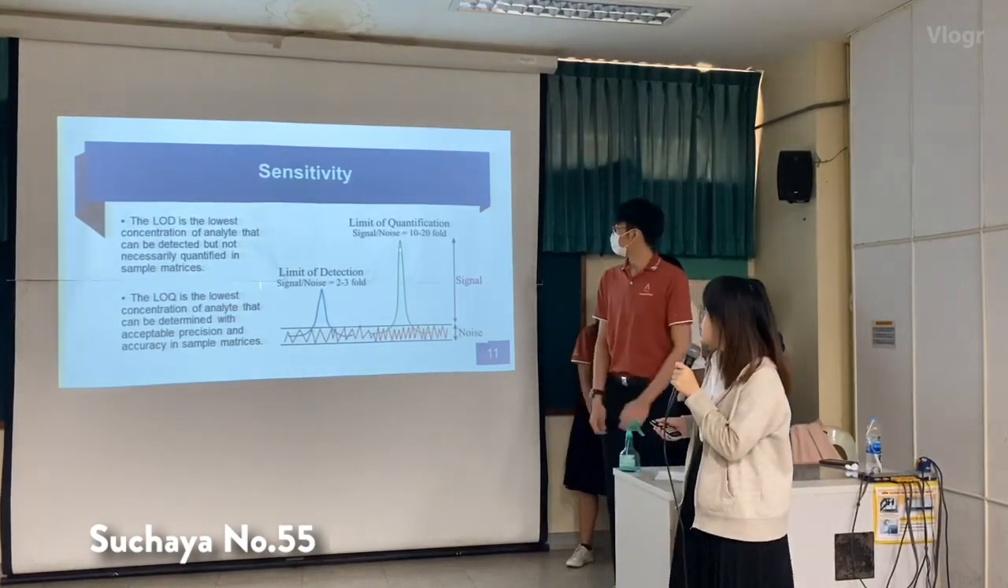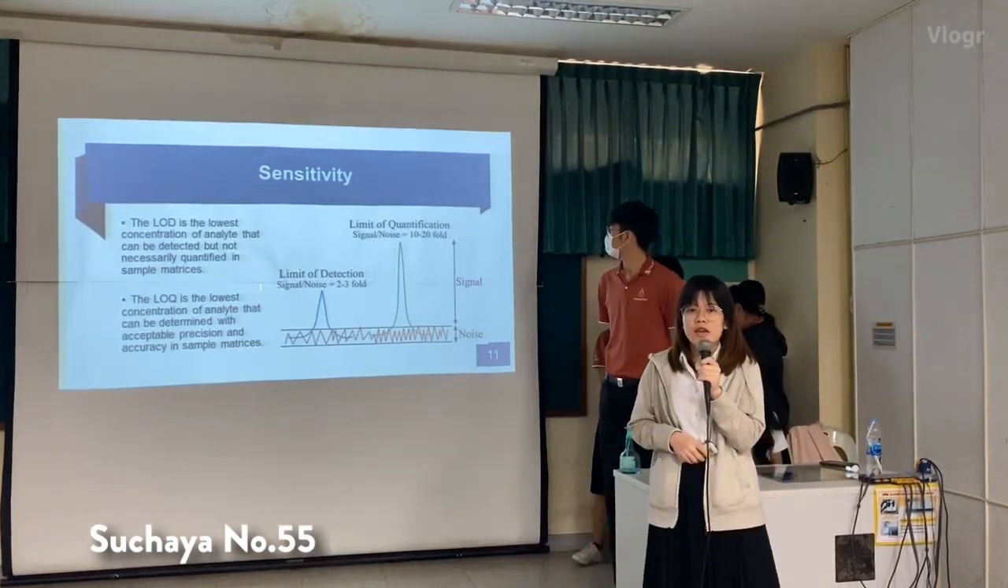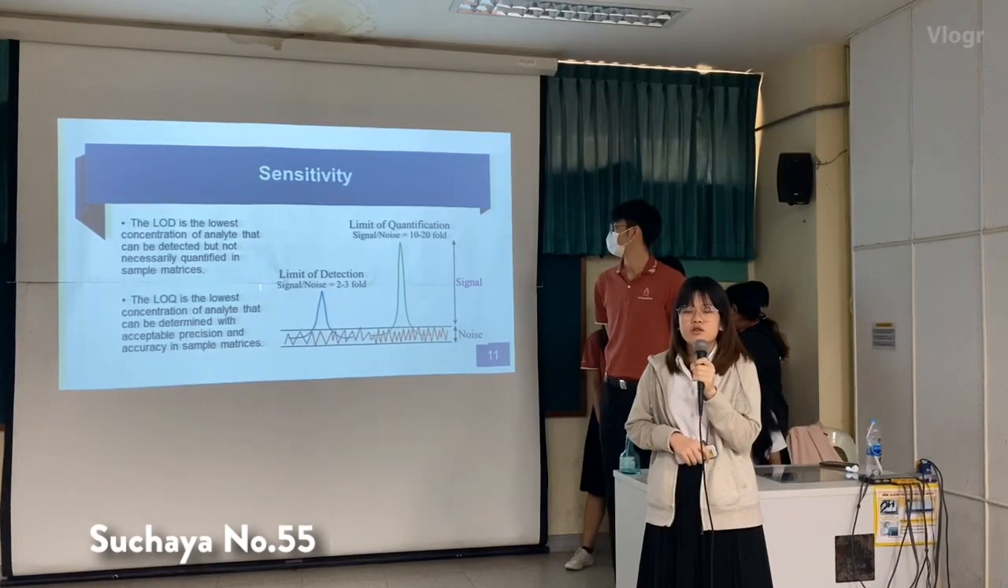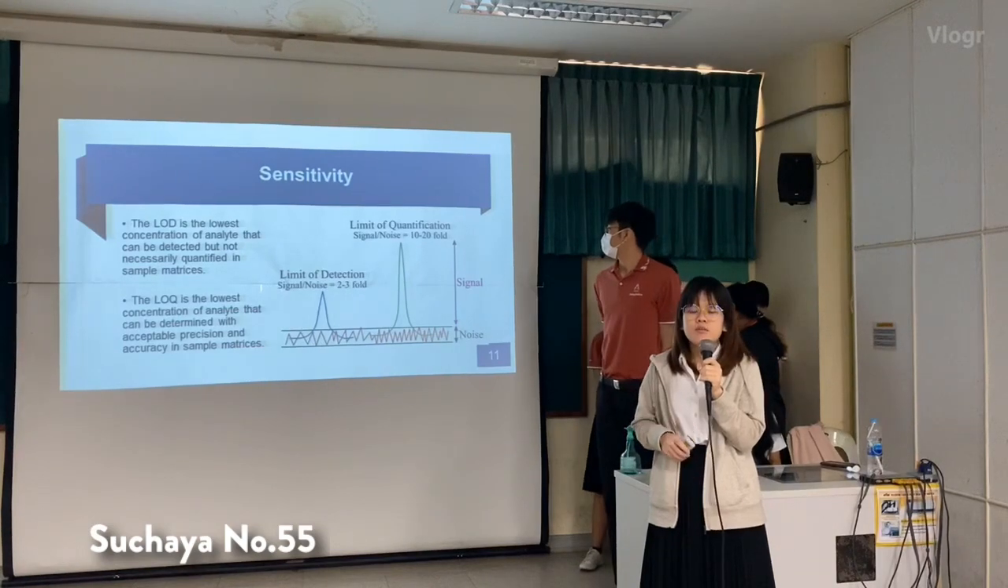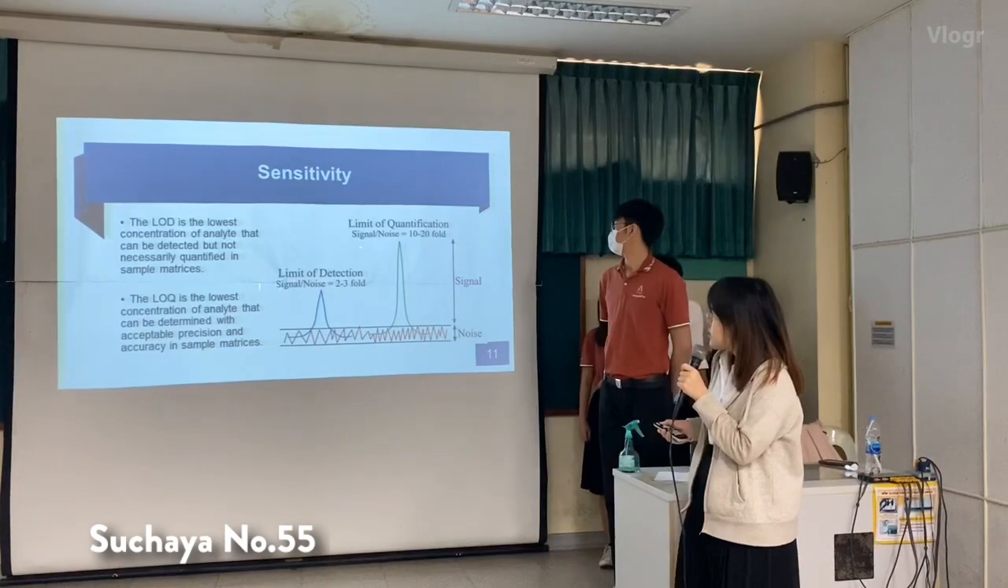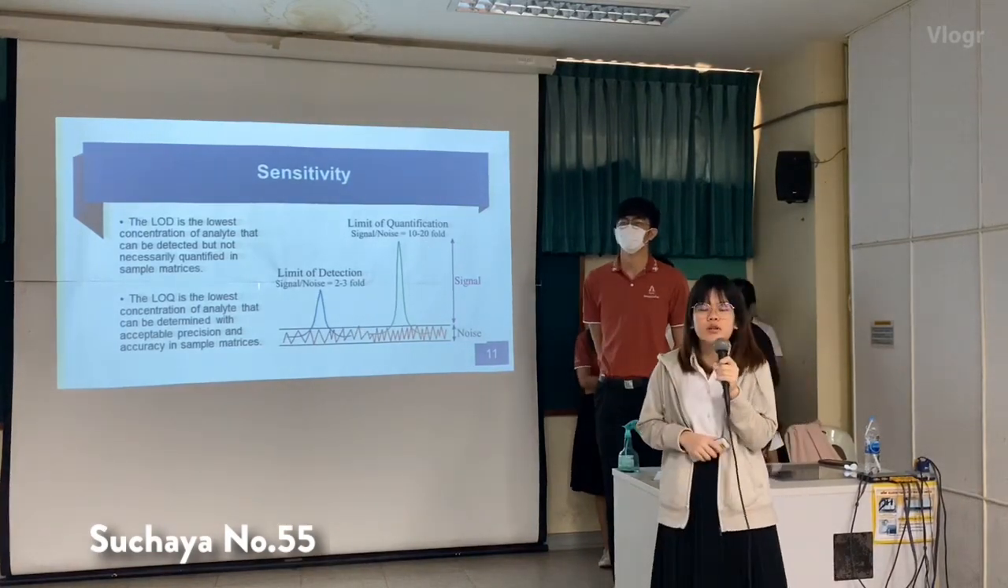And in this curve is the limit of quantification. The limit of quantification is the lowest concentration that can be determined with acceptable precision and accuracy. That has a signal to noise ratio of 10 to 24.